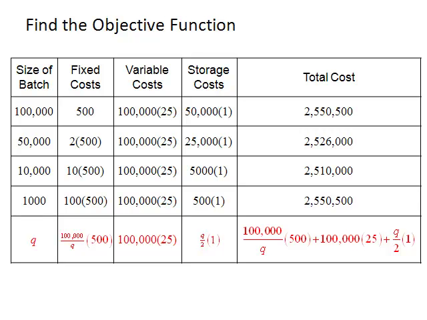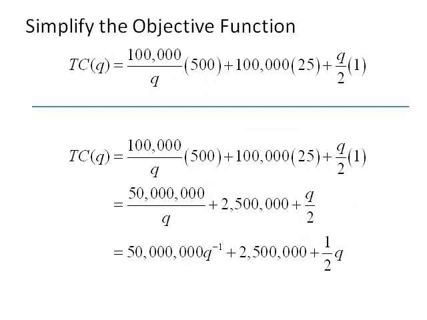We can write the cost in terms of the size of the batch Q. The fixed costs are 100,000 divided by Q times 500. The storage costs are Q divided by 2 times 1, and the variable costs are fixed at 100,000 times 25 as the batch size varies. The sum of these costs is the total cost. It can be simplified to give 50 million times Q to the negative 1 plus 2,500,000 plus 1/2 times Q.